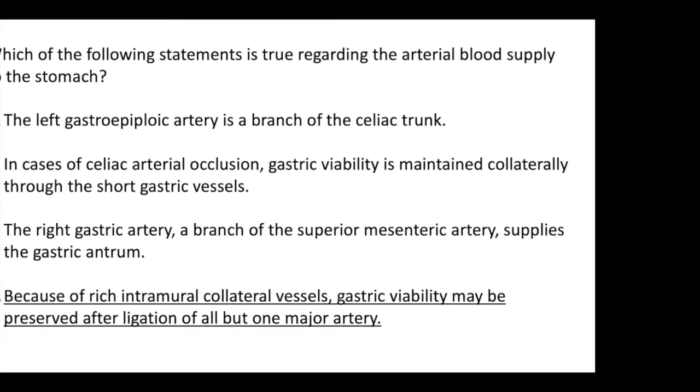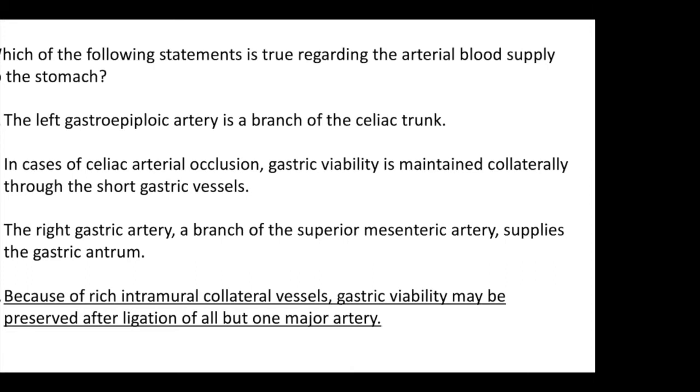So the stomach is extremely well vascularized. It's got 5 major arterial distributions. I put up a picture just because I feel like that's easier for you to see. The left gastroepiploic does not come off the celiac trunk. That's why that answer was wrong. The right gastroepiploic, while it comes off of the celiac trunk, doesn't come off the SMA.